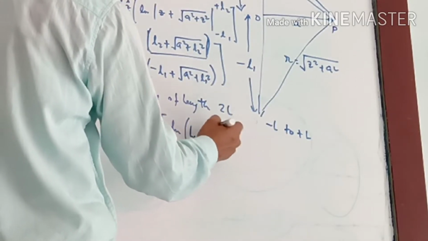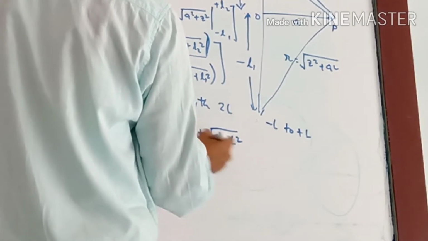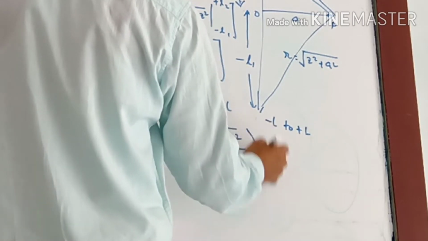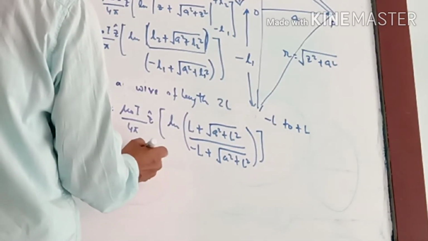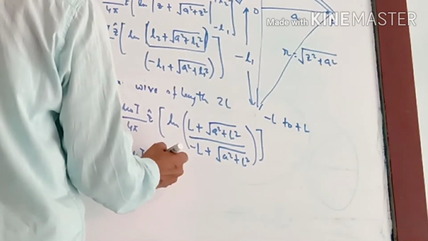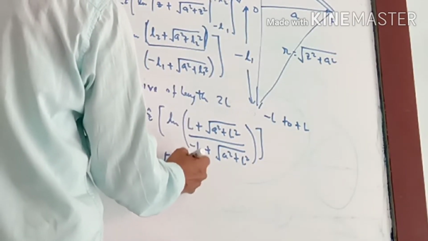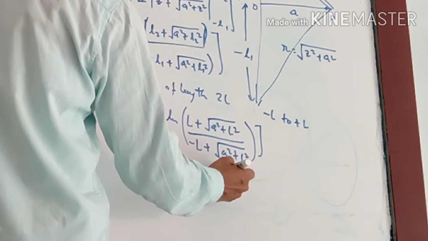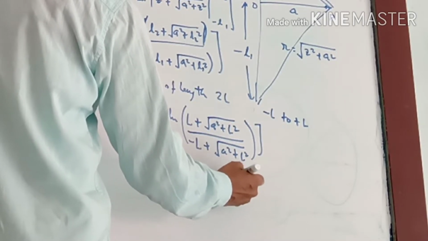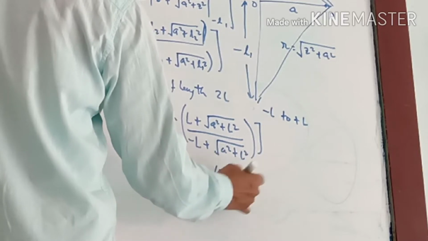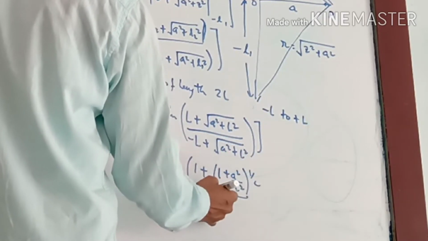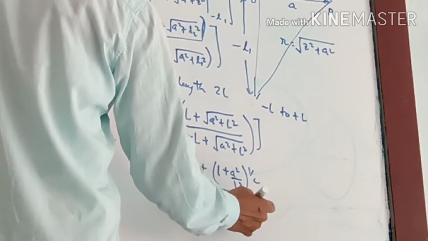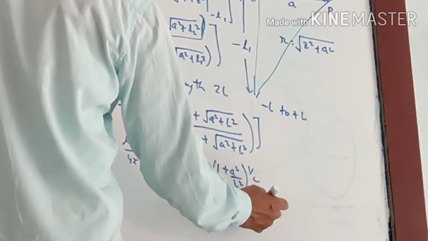L plus root over of a square plus L square divided by minus L plus root over of a square plus L square, which can be simplified to mu naught I by 4 pi z cap and ln of 1 plus a square by L square whole to the power half, and minus 1 plus a square by L square whole to the power half.